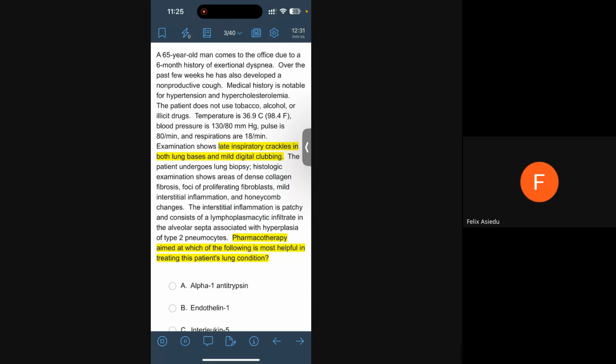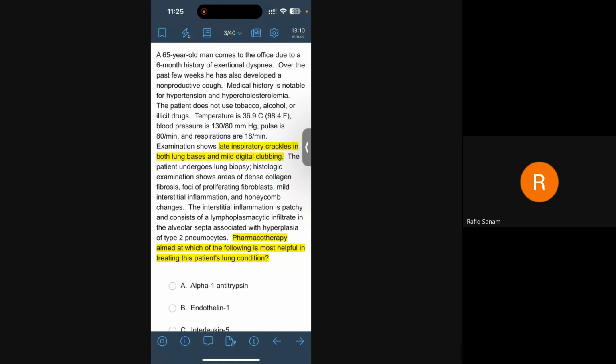And the patient also has some digital clubbing. And we know digital clubbing occurs in which lung pathological diseases? Restrictive lung disease, cystic fibrosis, bronchiectasis, lung cancer, lung abscess, and TB. And there's one more disease: idiopathic pulmonary fibrosis. Okay, these are the diseases in which digital clubbing is present.